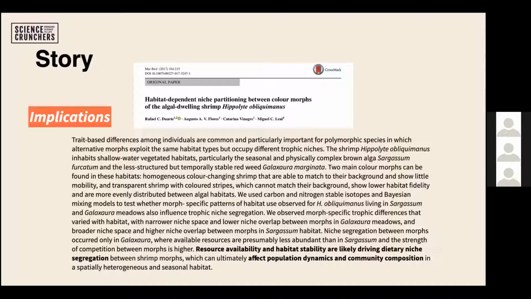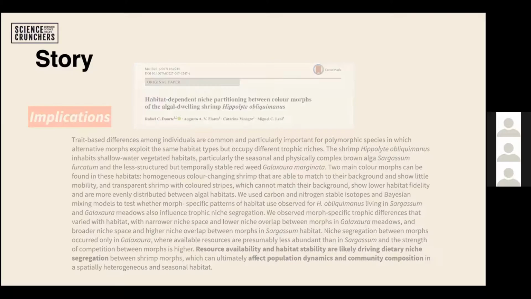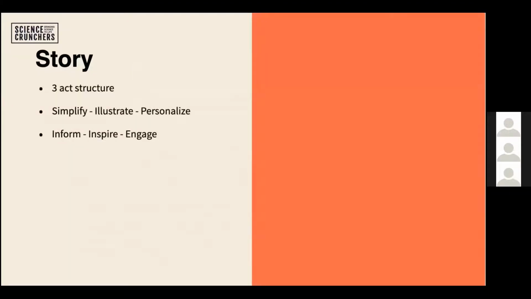So what I did here very fast, and this should be done in a 15-minute exercise, was to go through the abstract and try to identify the state of the art, the problem, the main findings, and the implications. And our goal here is to use this to build a 3-act structure that is based on simplifications, illustrations, and personalizing the story in order to be able to inform, inspire, and engage.